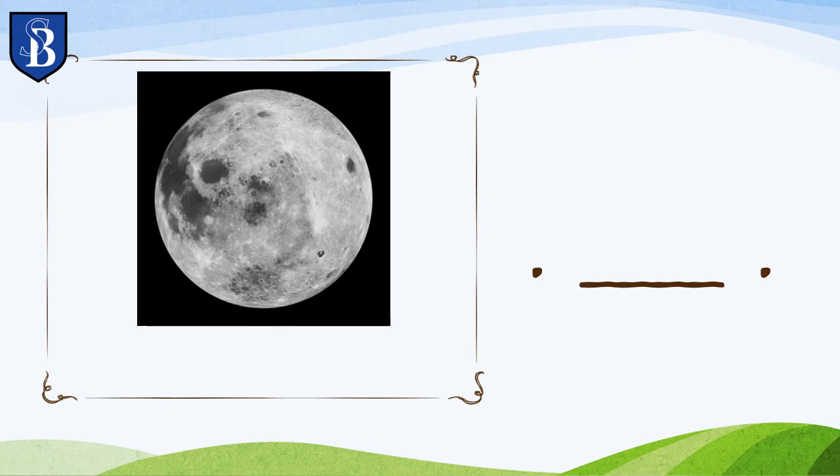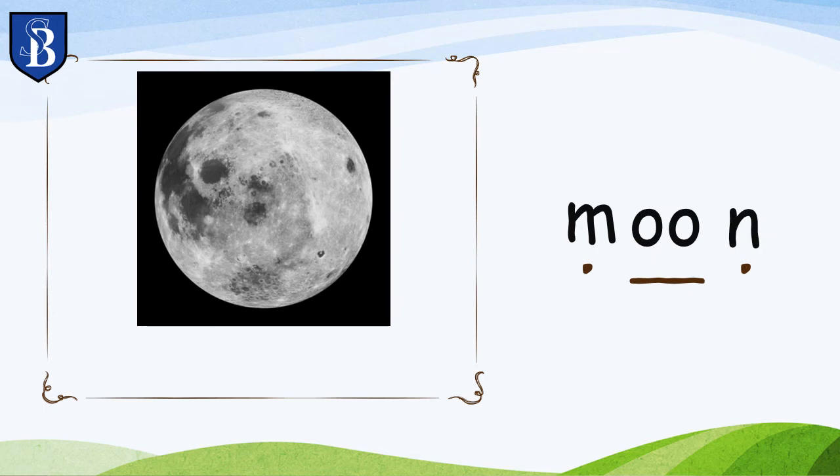Pause the video now and have a go at writing it, and then when you're ready, press play and we'll look at the spelling together. So how did you do with the word moon? Well done if you said you needed an M, a double O and an N. M-oo-n, moon. Perhaps you could pause the video now and give yourself an extra challenge trying to write a sentence using the word moon.